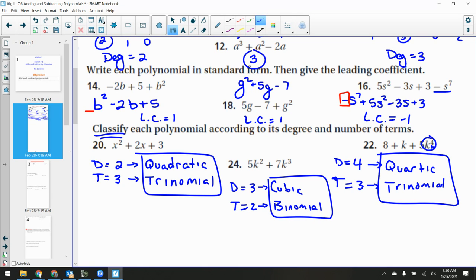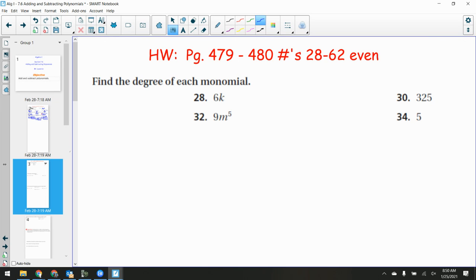Make flashcards, whatever. All right, let's go over the homework. So get out your homework. I'll ask you to go over some of these problems.